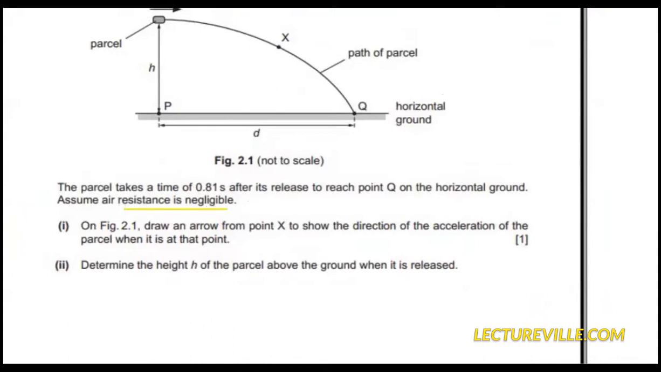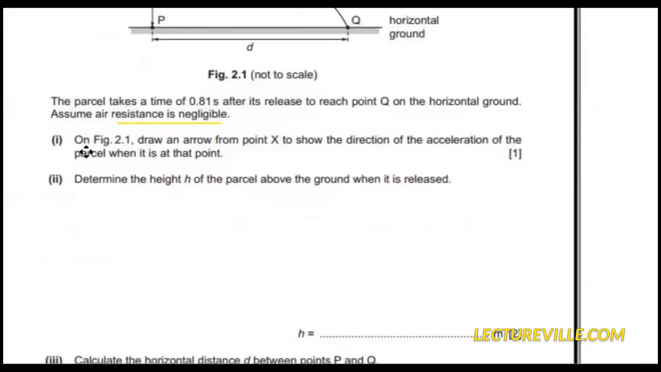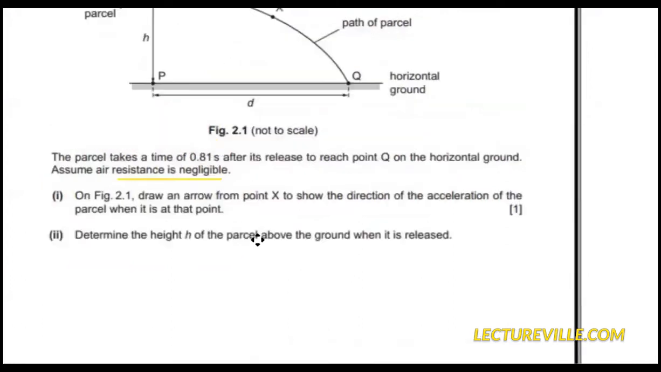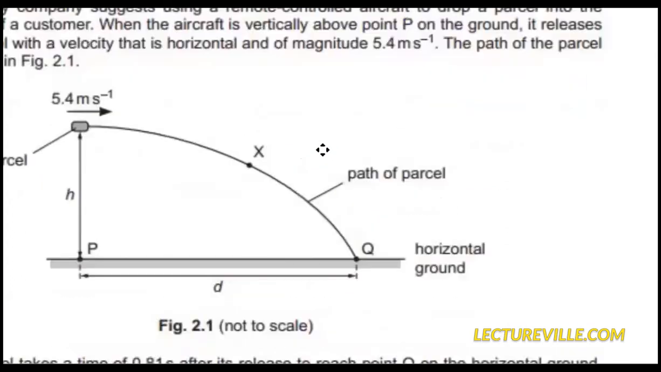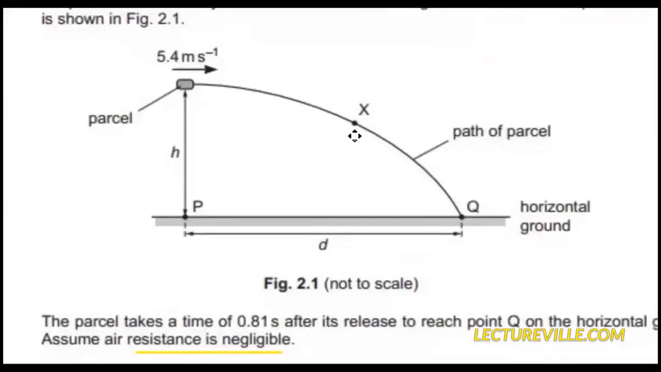Okay. Now, use the figure to draw an arrow at point X to show the direction of the acceleration of the parcel. Remember, the acceleration is always along the net force acting on the object. Over here, if air resistance is ignored, there is no forward force, no backward force, no upward force on the object, because we are considering that there is no upthrust as well. So the only force acting is gravity, and that is acting downward.